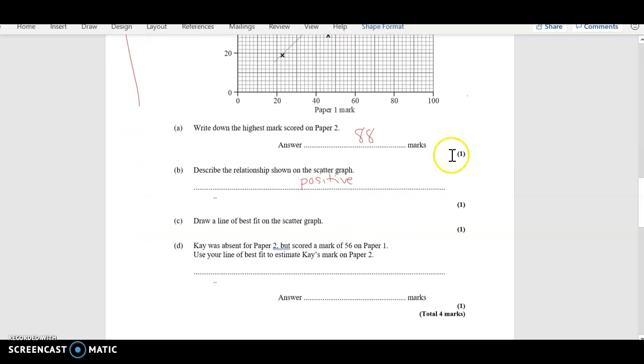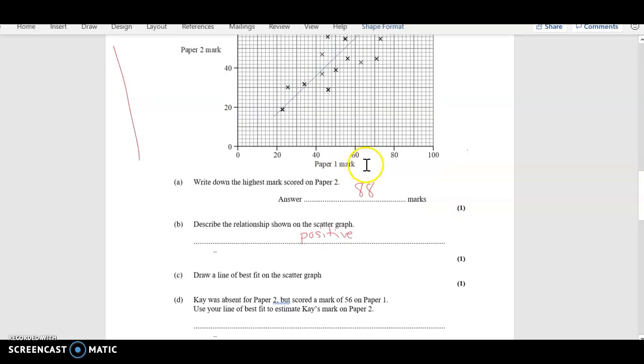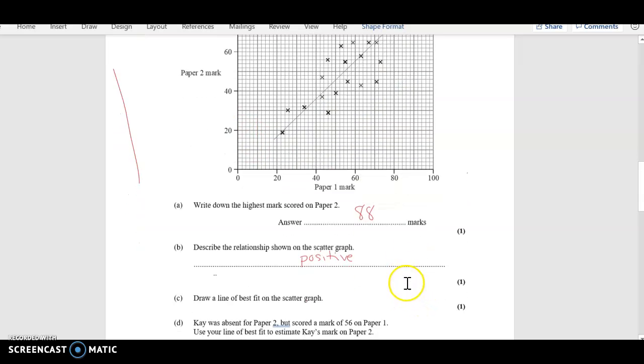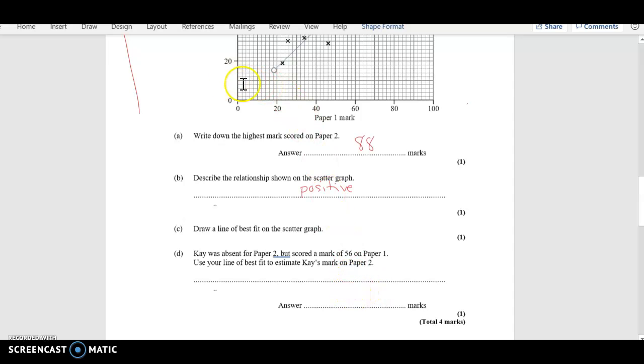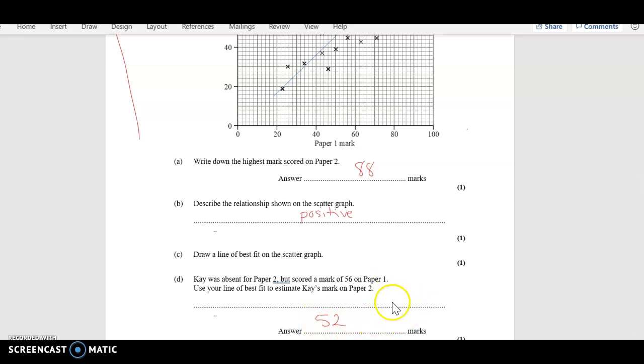Okay, so it says one of the students was absent and she got 56 on paper 1. Give her an estimate for paper 2. So paper 1 is 56. Remember the key here, yeah? So we go to 56. You can draw a line. You go up to your blue line that you've drawn there and you go across. So I've got about 52 as my answer. I'd say that if you're getting something around there, 1 square up and 1 square down from there, it's probably a pretty good answer. Okay, so hopefully that's helpful. Have a go at doing some more of these.